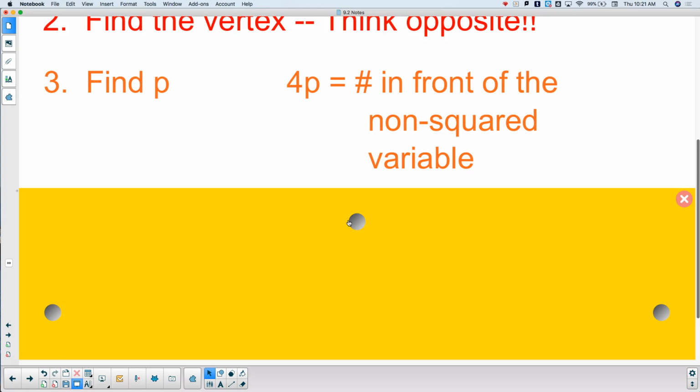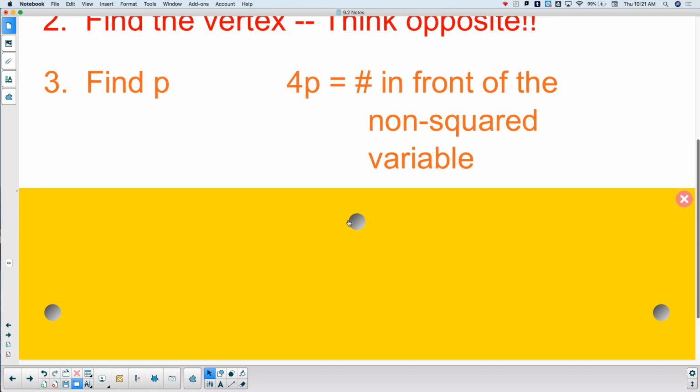Brett, what is P then? It gives you your focus. What do you mean it gives me my focus? It's a point in your focus. But what's P? The D word. The directrix. Not the directrix, that's the other D word.